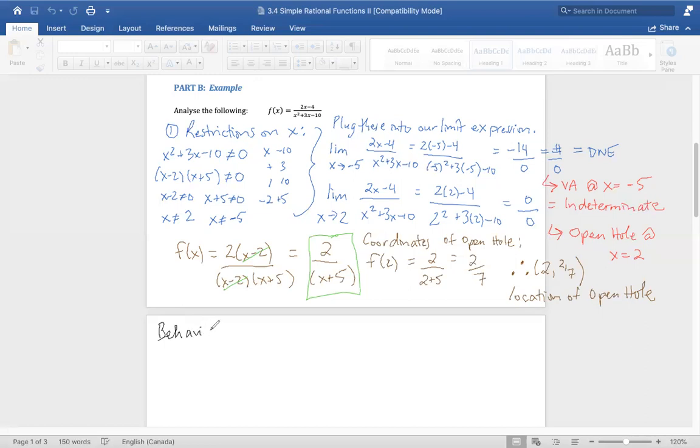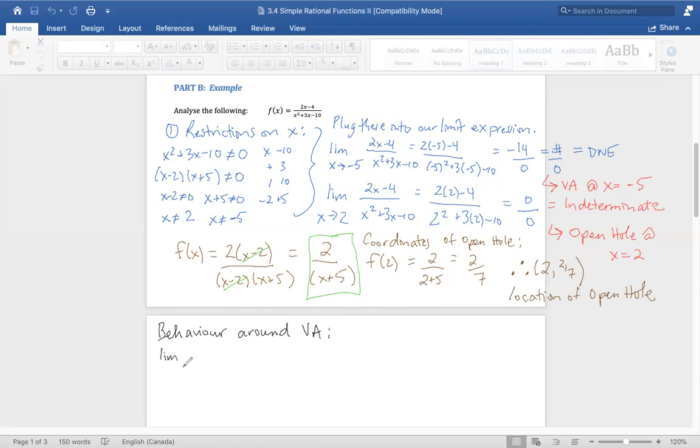So let's look at our behavior. And again, I'd like you to write this out for me too, so I can figure out what you're doing, right? So the behavior around, you can just say this, vertical asymptote. So my vertical asymptote is again at x equals -5. So behavior, we're looking at what's happening if I'm approaching from the left-hand side and what's happening as I'm approaching from the right-hand side for those limits.